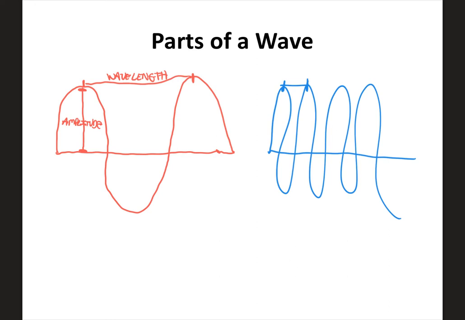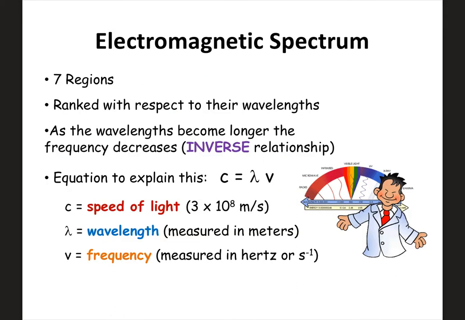So definitely understand at least those parts of the wave. The electromagnetic spectrum has 7 regions, and they're all ranked with respect to their wavelengths. We just talked about the inverse relationship between wavelength and frequency, so you just need to know that as one goes up, the other goes down. We have an equation to explain this: c equals wavelength times frequency. We already know c is the speed of light. You need to know it: it's 3 times 10 to the 8th meters per second.